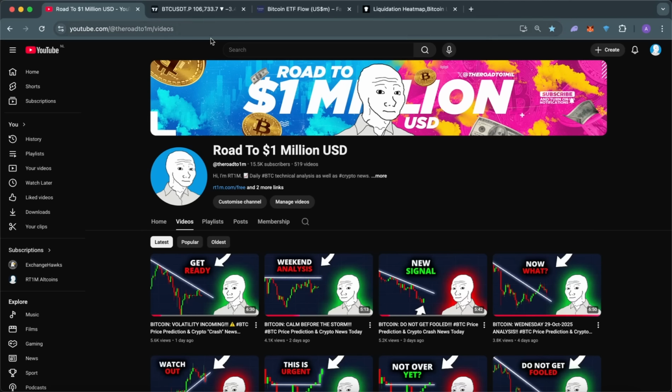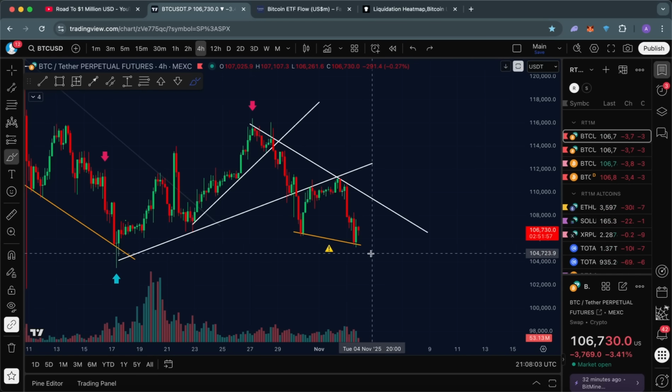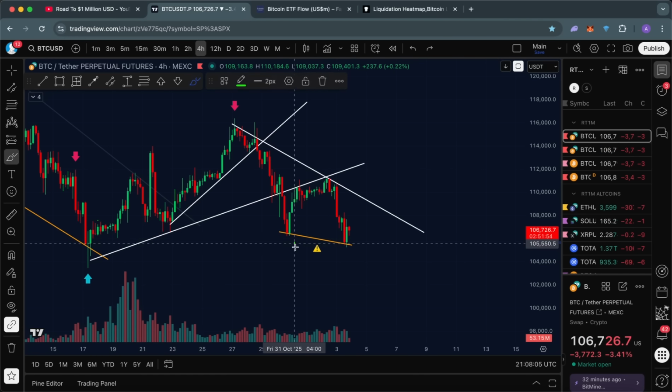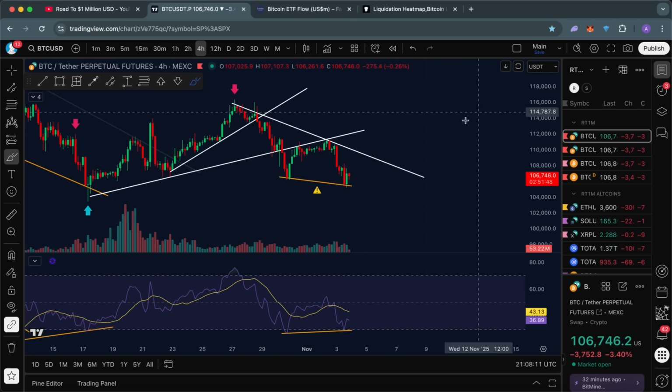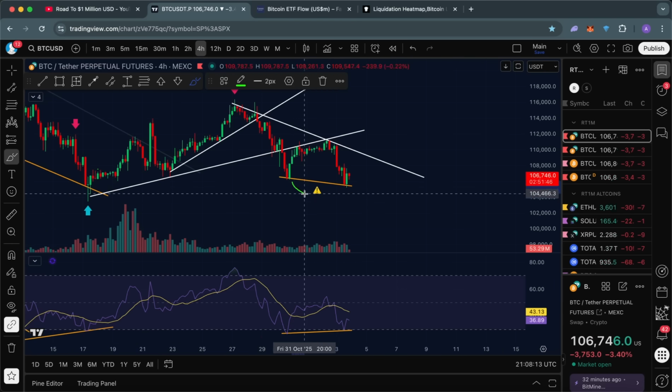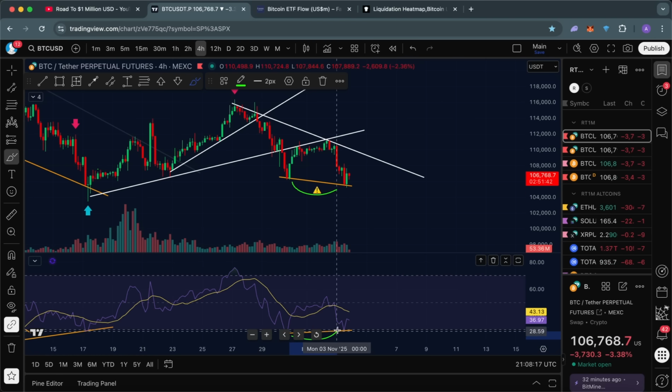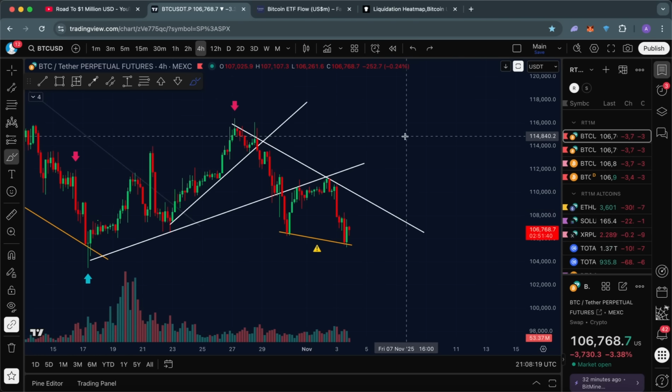Welcome to the road to 1 million US dollars, and let's get right into the Bitcoin chart for today, starting on this 4-hour time frame for Bitcoin, because here we have a new signal flashing in the short term in the form of this bullish divergence, which is when you have lower lows in the Bitcoin price and higher lows in the RSI momentum indicator.